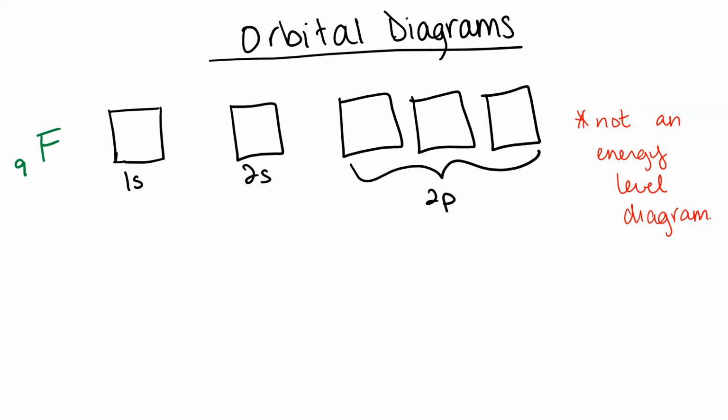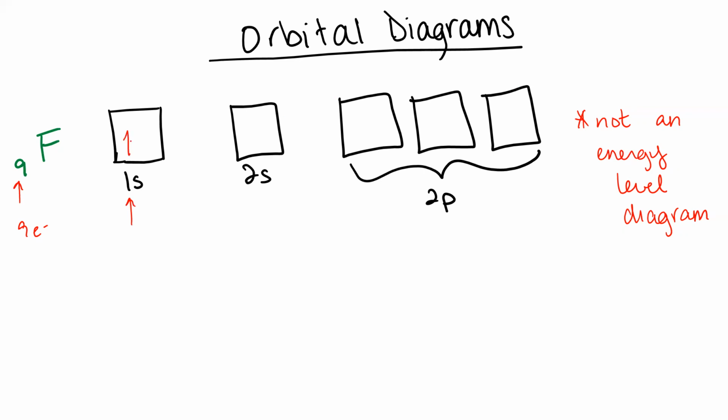So an example here is I'm going to do this with fluorine quickly. Fluorine has an atomic number of 9, so 9 protons. It's a neutral atom. We've gone over this before. Therefore, it has 9 electrons. Okay, so let's do this. First off, we start at the lowest energy level, which is the first energy level in its s orbital.